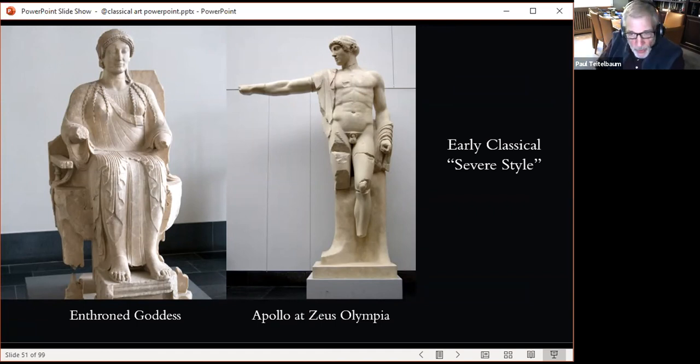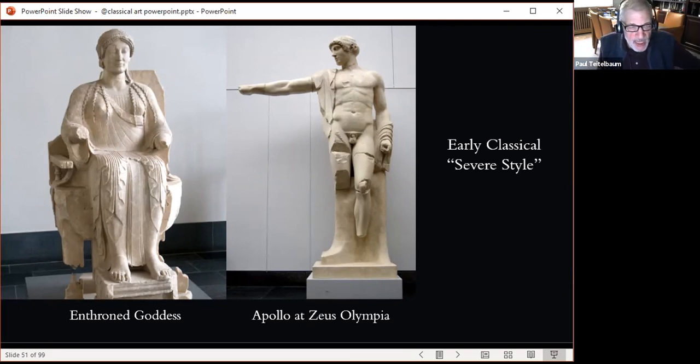So we see something called the enthroned goddess, but there's no reference that would allow us to identify which goddess it is. Artemis has been suggested, Aphrodite has been suggested. It's almost certainly not Athena because she doesn't have the aegis. You don't see the gorgon on her, between her breasts. And on the right is the figure of Apollo, which ultimately stood in the temple of Zeus at Olympia.